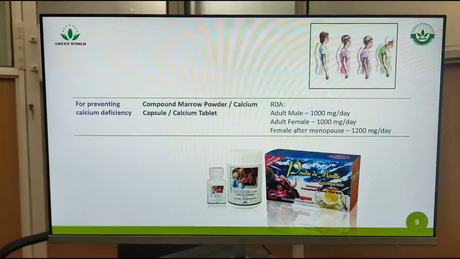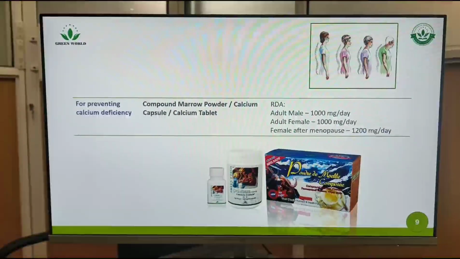So we need to know how we can prevent osteoporosis. You see, now kidney is associated there, and we are going to see how we can prevent this. Now, how do we prevent this? That is the first question that we need to ask ourselves. In simple terms, how can we prevent osteoporosis?